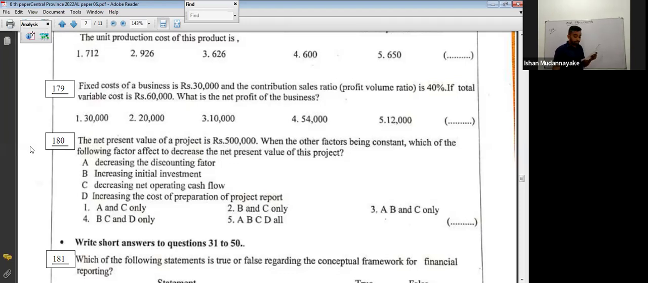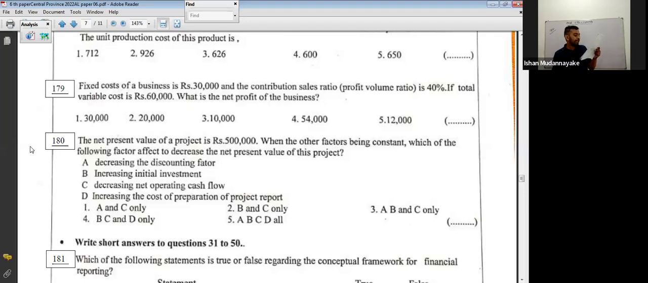Here, factors affected to decrease the net present value. Decrease in the discounting factor? No, if the discounting factor decreases, NPV will increase. Therefore, we can't accept the first one. Second one, increasing initial investment. Yes, if initial investment is higher, then net present value will decrease. That is correct. We can accept B.